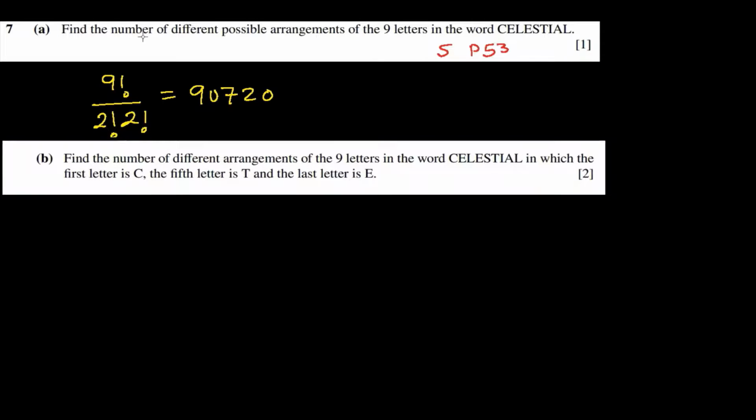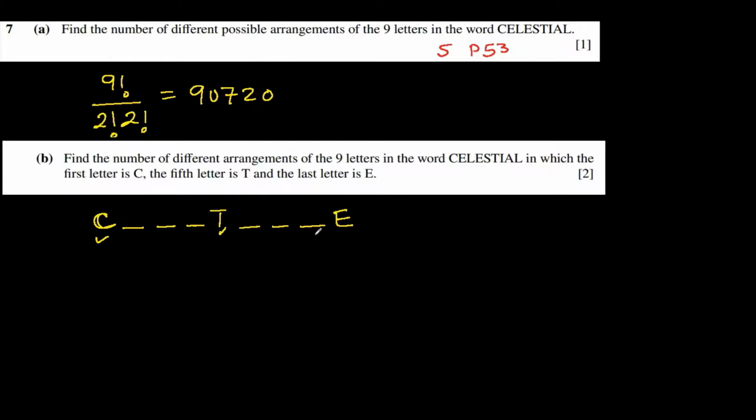The B part says find the number of different arrangements of celestial in which the first letter is C, the fifth letter is T, and the last letter is E. Alright, so the first letter is C, fixed, and C is alone, so we don't have to worry about C now. C is out of the contention. T is not repeating either, so T is also gone. So we are happy with these two, they are fixed at these places.